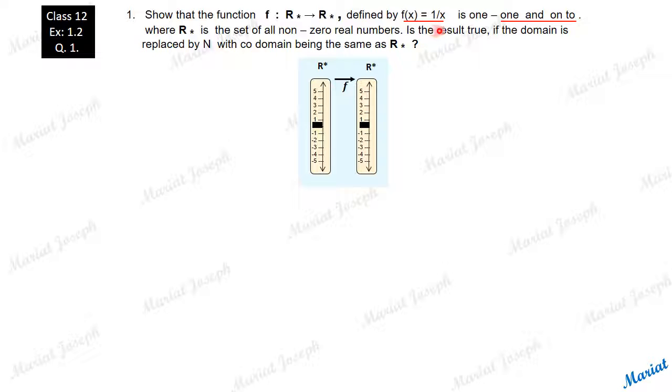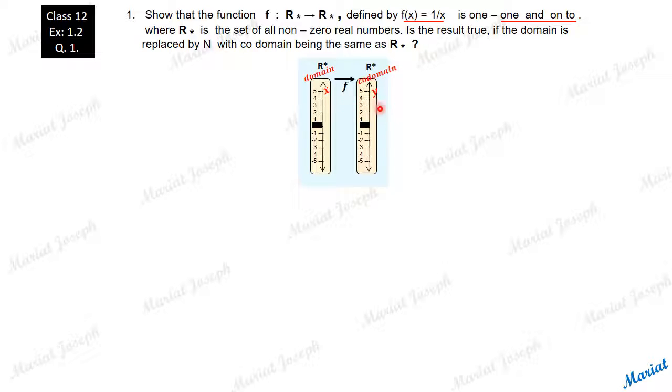As the rule given is, for any x that is taken in the domain, the image, the y, will be calculated using this rule. That is, y, the image of x, the f of x is the reciprocal of x, 1 upon x.